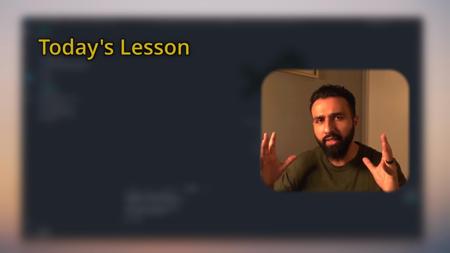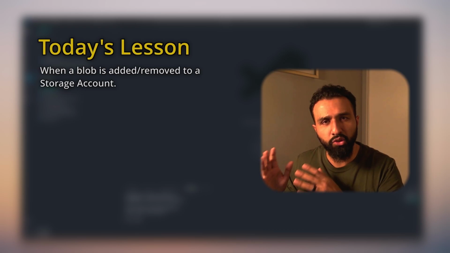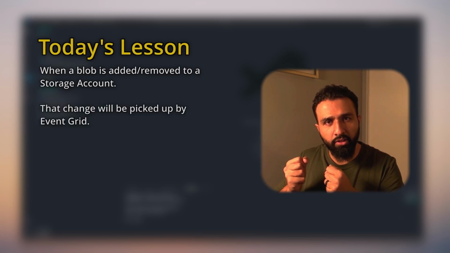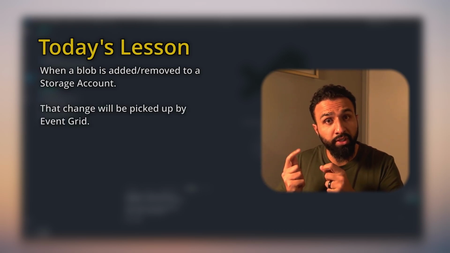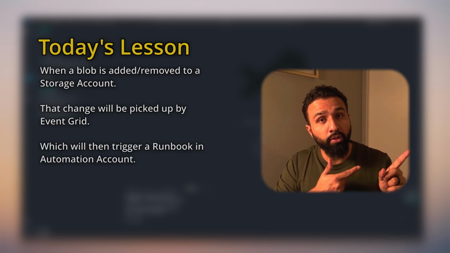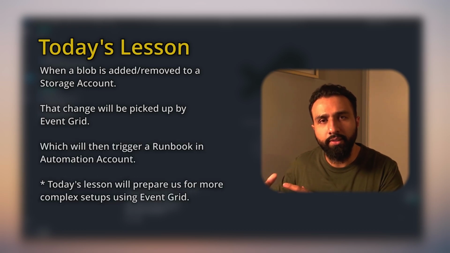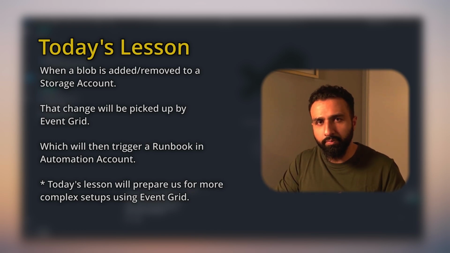We'll just keep it simple today because I just want to unpack EventGrid itself. So we'll just check when there's a change in a storage account, pick up that change as it occurs using EventGrid, which we will then instantly use to trigger a runbook. This will prime us for future content where I'll show you in more interesting ways we can use EventGrid with automation account. Either way, let's not waste any more time and get started.